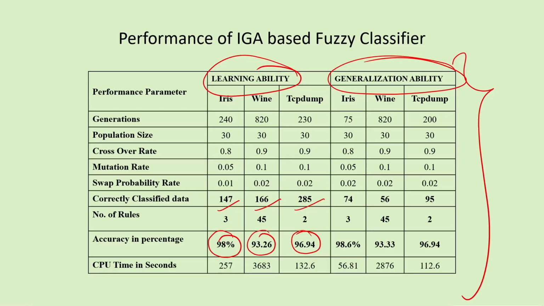So learning ability tries to improve the values, whereas generalization ability tries to exploit the values. Both are very essential, and they play the most important role in the improved version of the genetic algorithm. Even if it is called an improved version, there is still a lot of scope. See the generalization ability on wine data: here we got only 93.33%. So there is a lot more scope there.